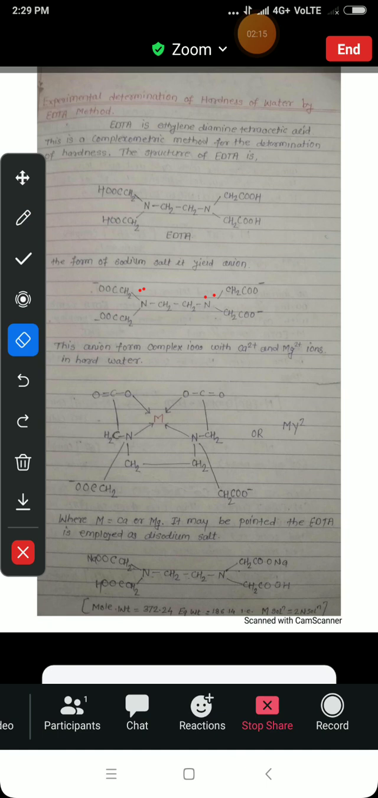So here the M written here is nothing but a metal, that means the hardness producing salts which are present in water, like calcium and magnesium.